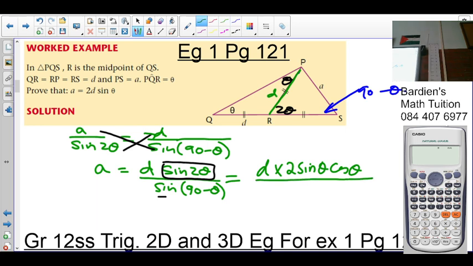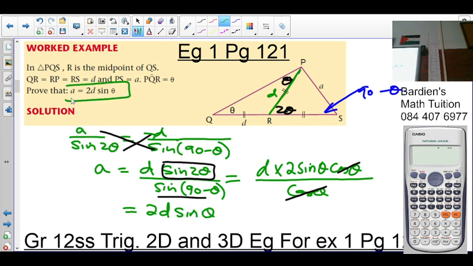What will happen here? Sine of 90 minus theta is cos theta. So what's going to happen now? The cosines cancel, not so? And D times 2 sine theta is going to be 2D sine theta. And that's what they wanted us to do.